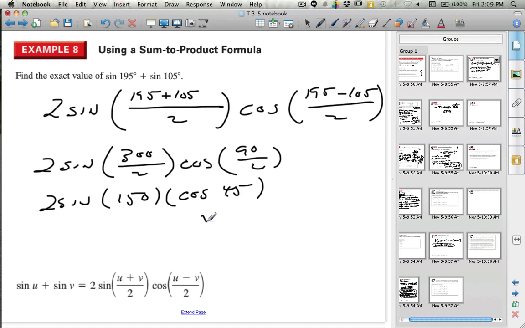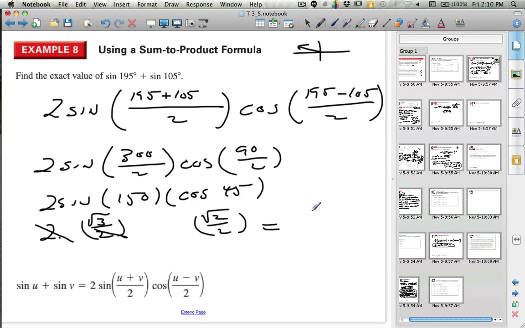Okay, well, cosine of 45 is radical 2 over 2. Sine of 150, remember 150 is over here. We're talking about the x-coordinate. That's radical 3 over 2. So it just is radical 3 over 2 times radical 2 over 2. So we'll have 2, the 2's will cancel, and I'll have radical 3 times radical 2, which is radical 6 over 2.